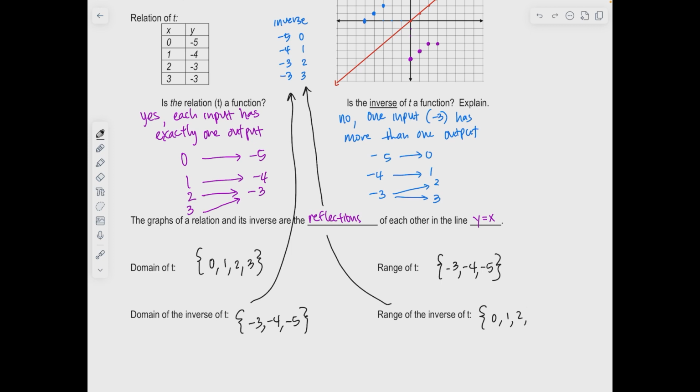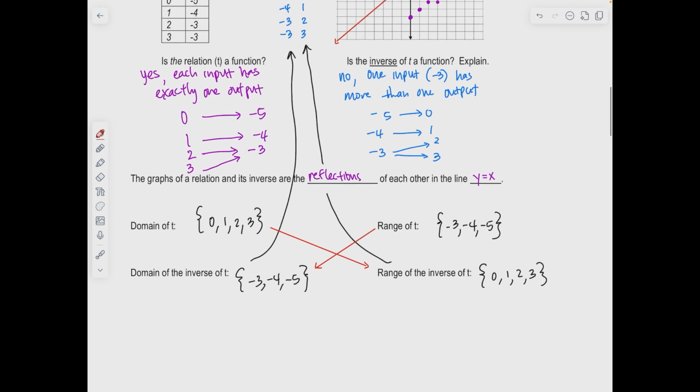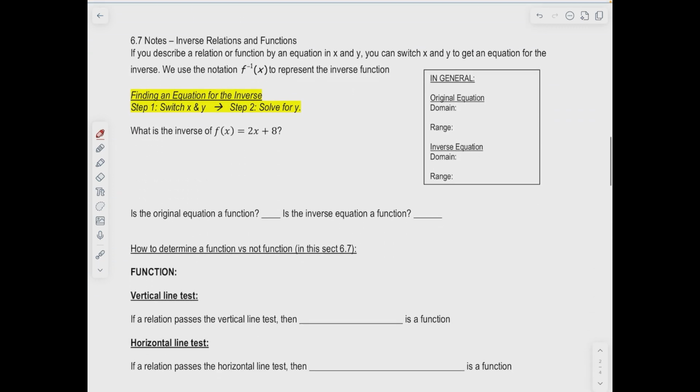Now what you should be noticing is the domain became the range and the range became the domain. That should make sense because if we switch the x and the y values, we're switching the domain and the range of each other. Okay, so moving on, next page.